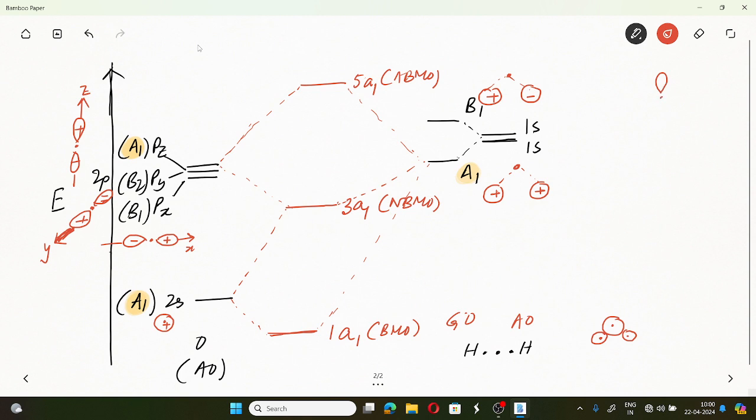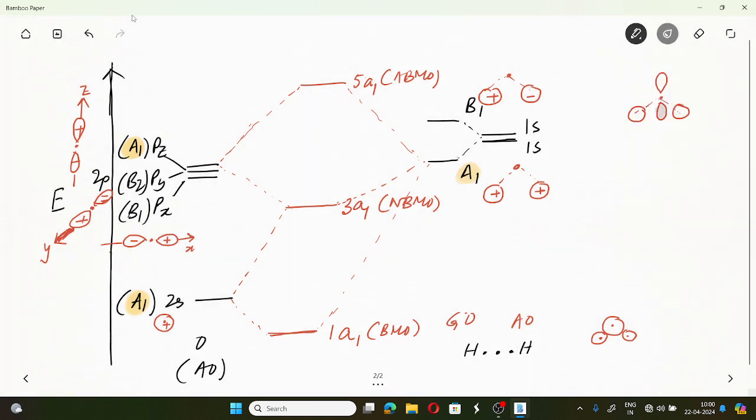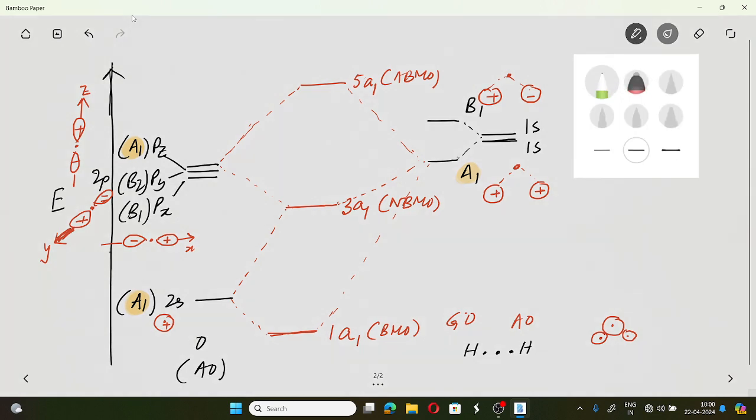See, this is 2pz, isn't it? And these are the 1s orbitals, this is the phi 1, isn't it? Now, if we consider their out of phase combination, so out of phase combination should be like this. See, this is the out of phase. That means this is in the negative phase. We are showing this in the negative phase.